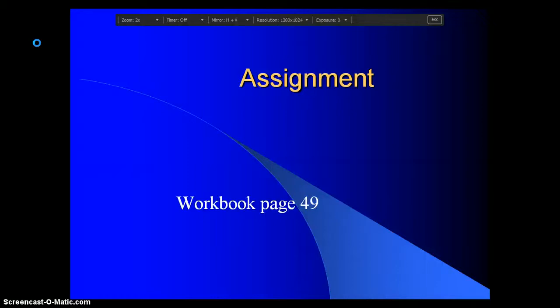Otherwise, work on page 49 in your workbook. Please remember, pages 46 through 49 in your workbook are due on Thursday. Those will be your first grades of the new quarter. If you have any missing work, you have got to get it in. It needs to be in by noon on Wednesday, so that it gives me a chance to update your grades within PowerSchool and your report cards look nice and pretty.